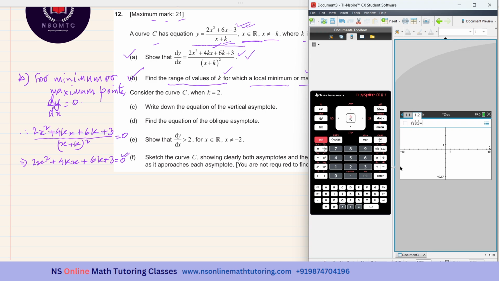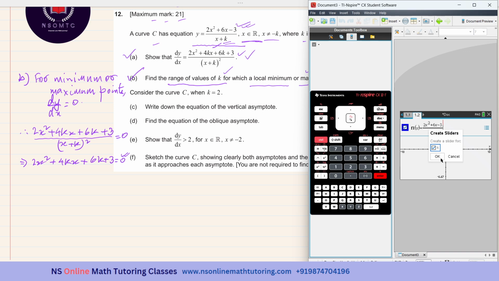Okay, what is the shape of the graph? So it is 2x squared plus 6x minus 3 over x plus k. Create a slider, yes. Okay.